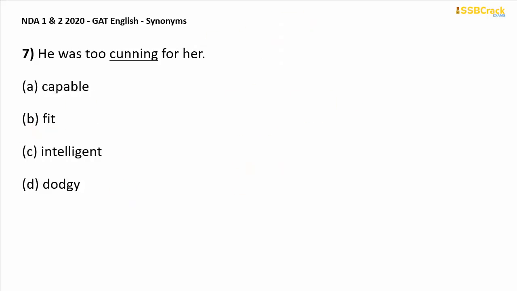The next question. He was too cunning for her. So sometimes there are again many confusions regarding the use of the word cunning. Cunning means obviously that person has a lot of intelligence, or shrewd intelligence, you might say. He was too cunning or shrewd for her. So cunning is basically a word which has a negative connotation. We do not say someone is cunning in a very positive way. We use the word cunning in a negative way. So cunning is a negative word, right?